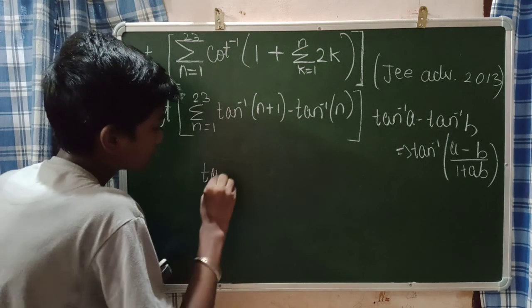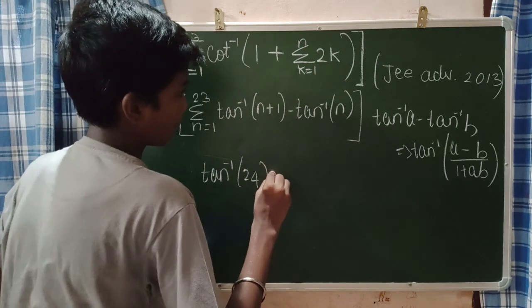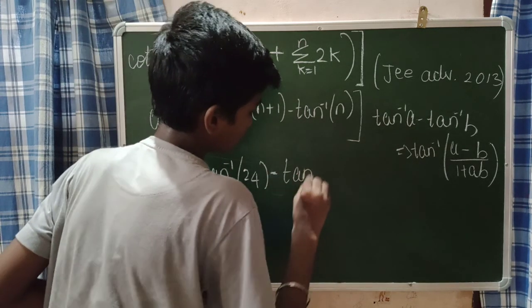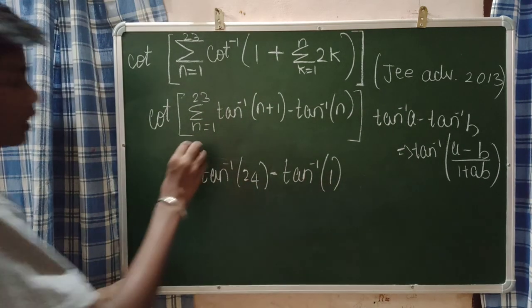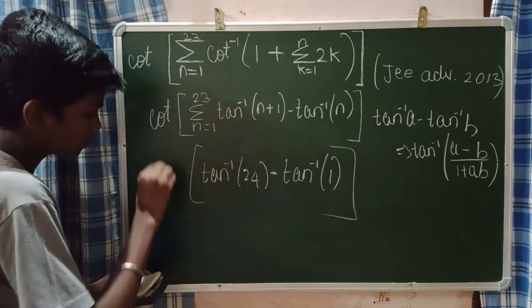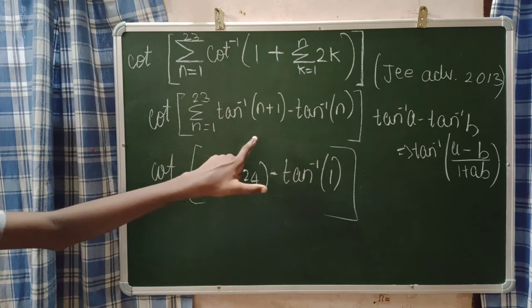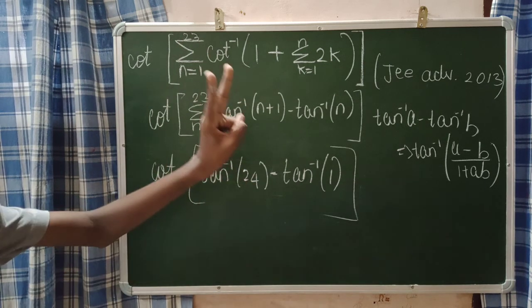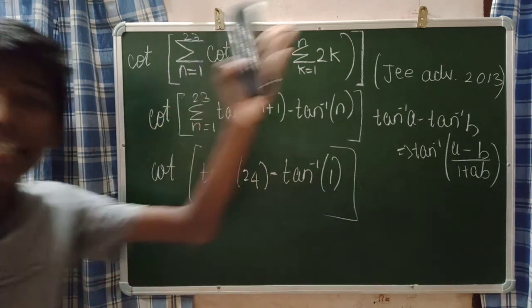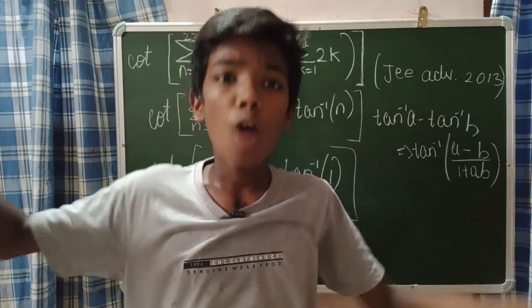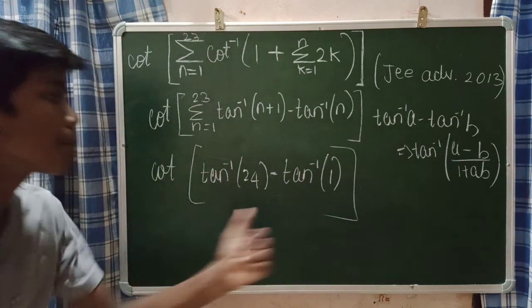What are those terms? Tan inverse of 24 minus tan inverse of 1. You will be left with these 2 terms. When you expand this particular sigma notation, that is n is equal to 1 to 23, you put 1 in place of n, next 2, next 3, all the way up to 23. You will get many terms, and most of them will get cancelled, and you will be left with 2 terms, that is tan inverse of 24 minus tan inverse of 1.